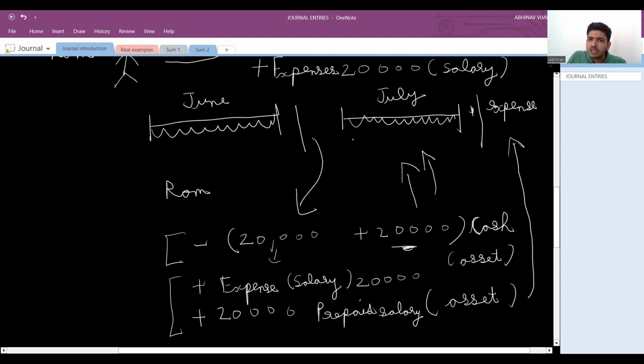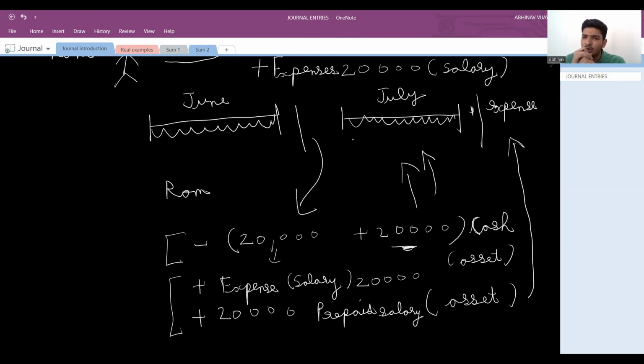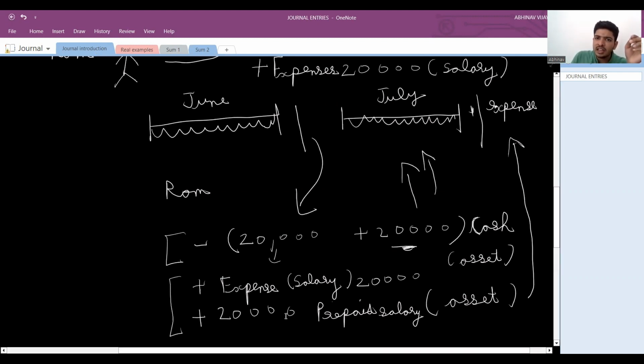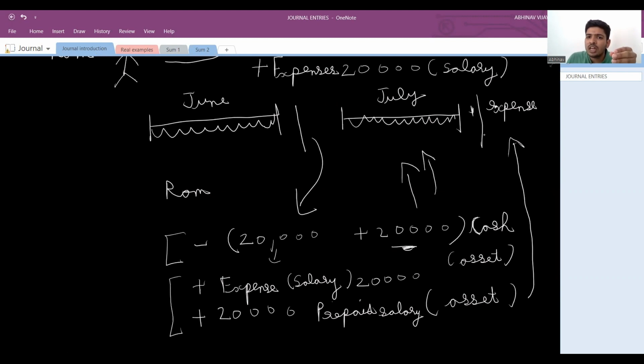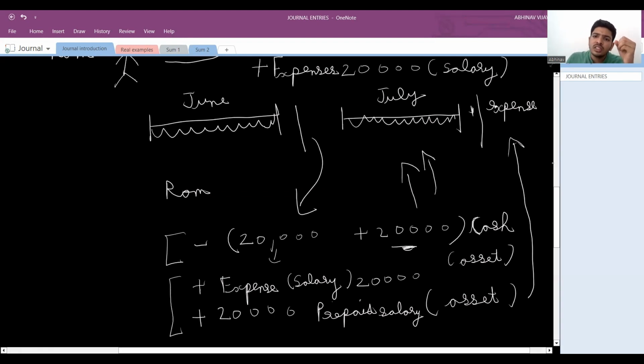Why does it change into an expense? What is the definition that I told you? An asset is the value, the benefit of which will be taken in the future. So at the end of June, this 20,000 is an asset because it's prepaid salary. The benefit of this salary was not taken in the month of June. It will be taken in the future, in July. So this is an asset here. But at the end of July, you have taken the benefit of this 20,000, no? Because Ram worked for the entire month of July. So the value of Ram's services was taken in July. So essentially, this asset now becomes this expense by definition. So keep this in mind.